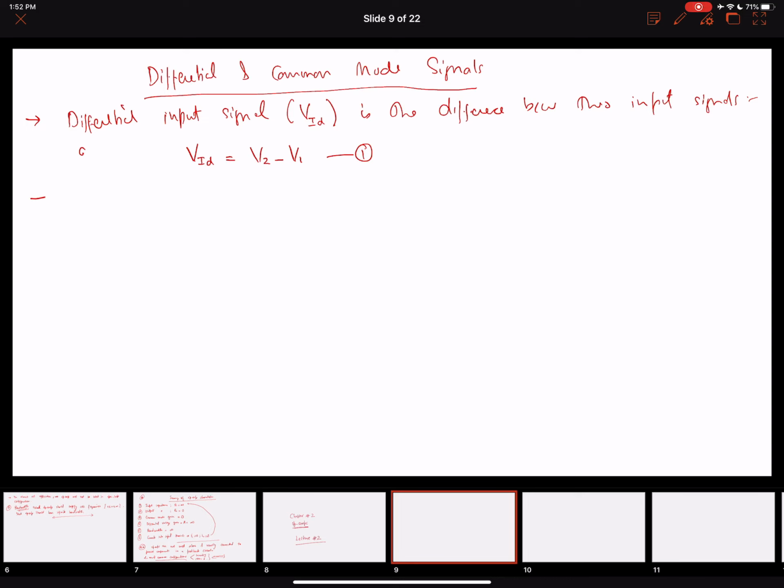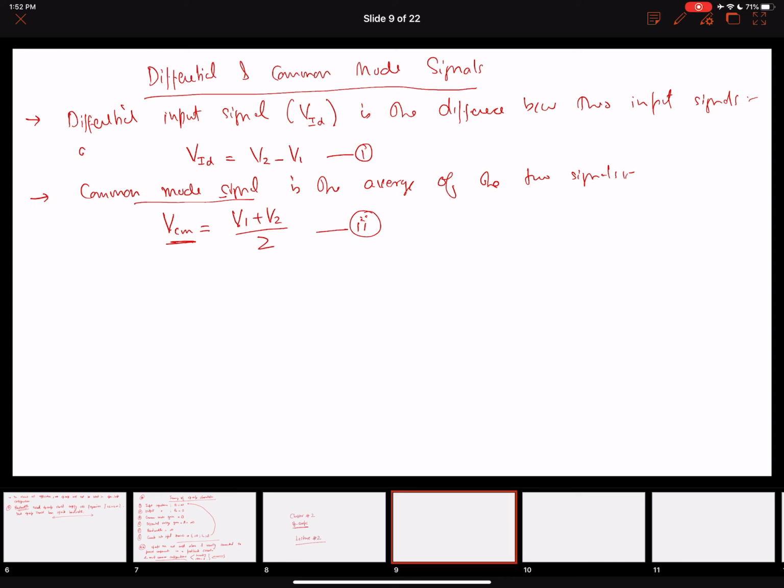Now let's define the common mode signal, which is the common component present in both signals. It is the average of the two signals. So let's define VCM, the common mode voltage, as V1 plus V2 over 2. Let's call it equation 2.